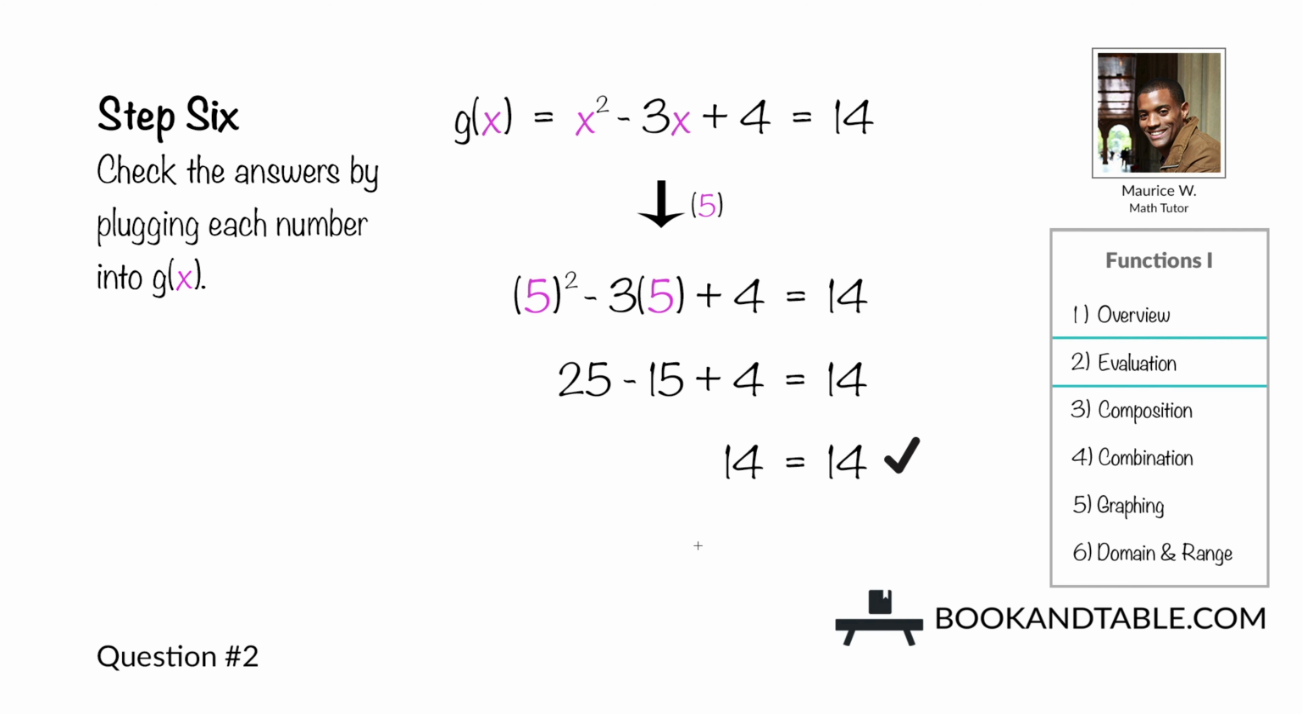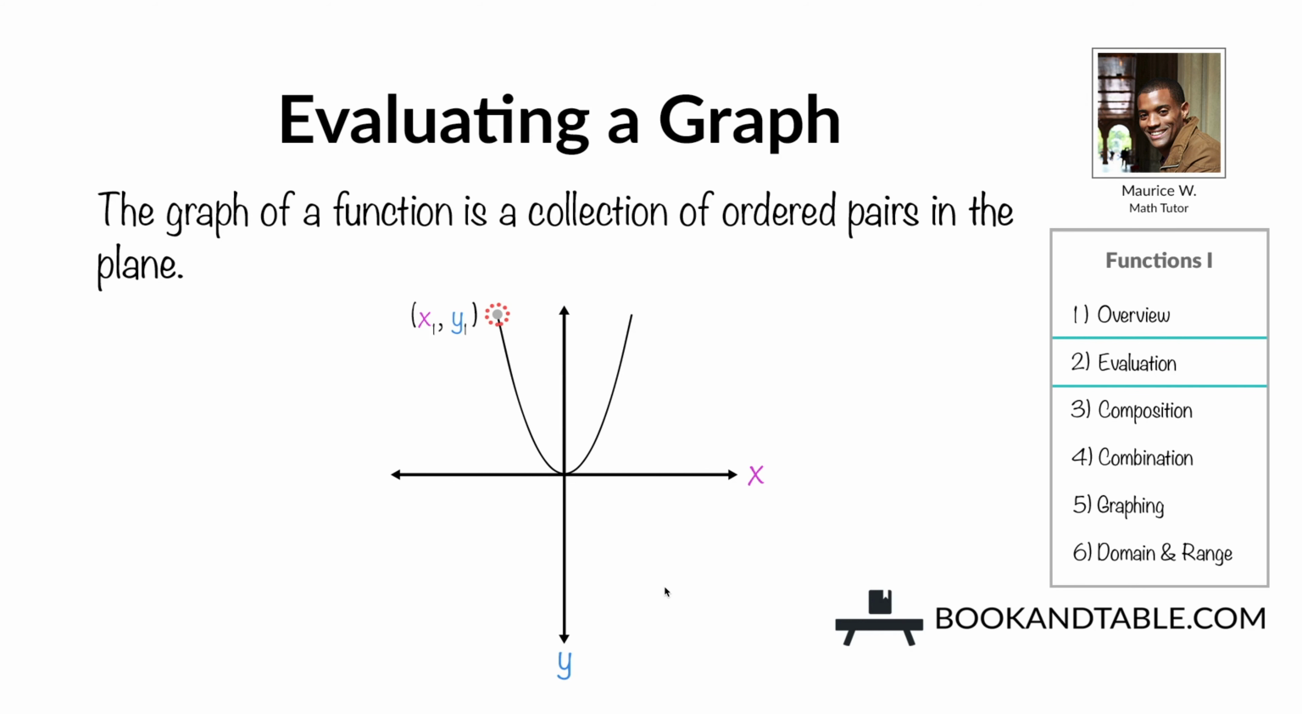So that is how you would go about finding the x values affiliated with a certain y value for the function. Let's now discuss how we go about evaluating a function on a graph. The graph of a function is the collection of ordered pairs in the plane. So let's say you had a parabola, f of x. This line represents an infinite number of points along that curve, right? It's a collection of ordered pairs that create this line.